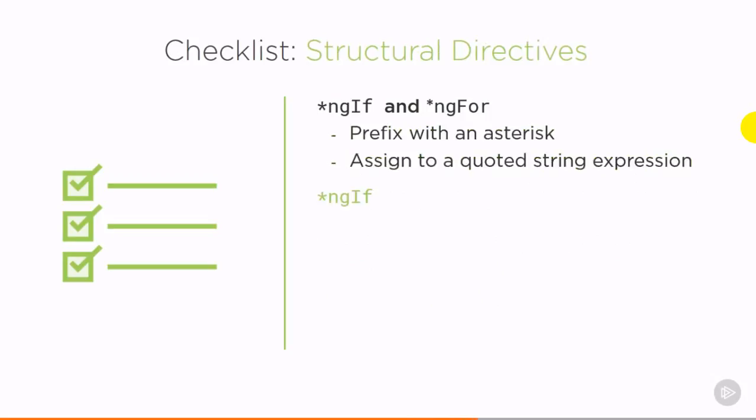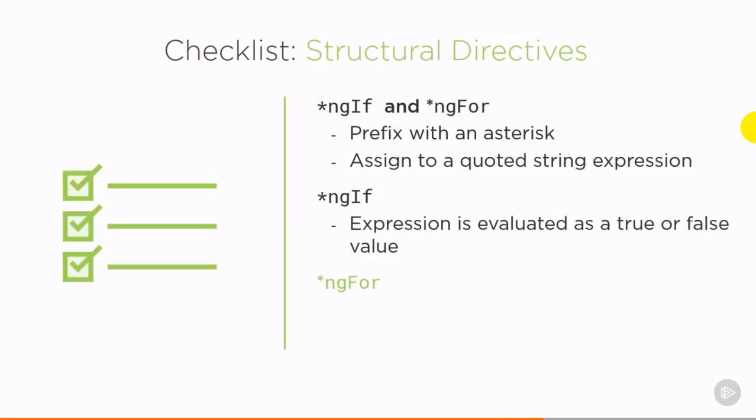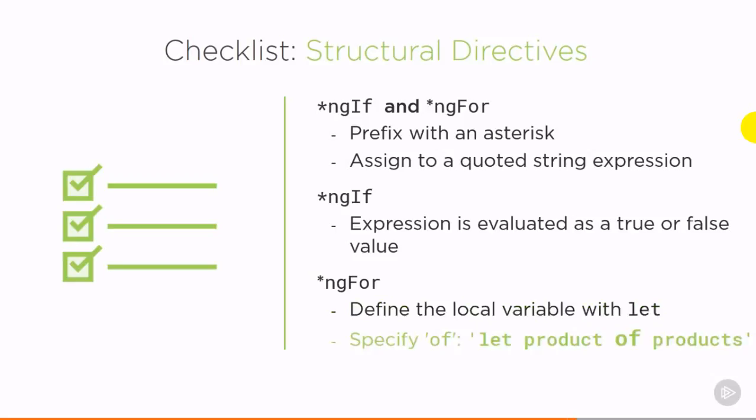When using these structural directives, be sure to prefix them with an asterisk and assign them to a quoted string expression. Use ngIf to add or remove an element and its children from the DOM based on an expression. If the assigned expression is evaluated to be a true value, the element is added to the DOM. If false, the element is removed from the DOM. Use ngFor to repeat an element and its children in the DOM for each element in an iterable list. Define the local variable with let, and use of, not in, when defining the ngFor expression.